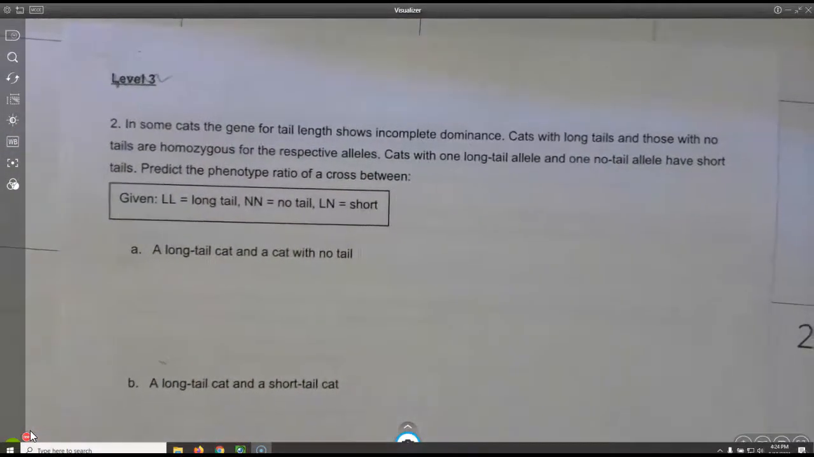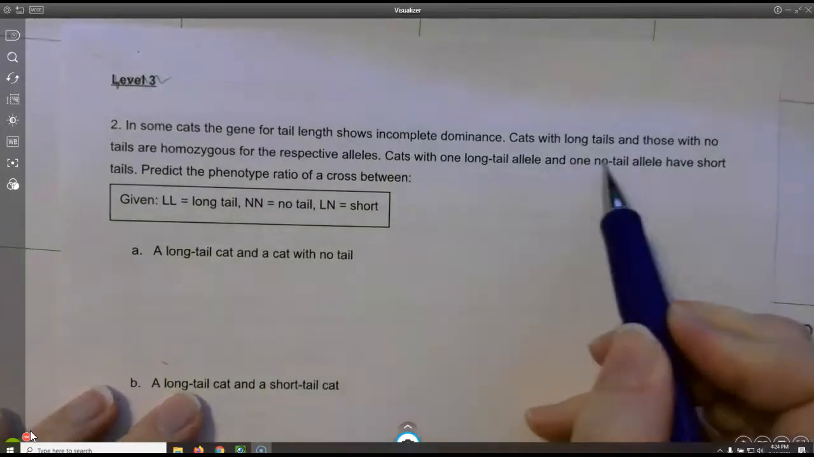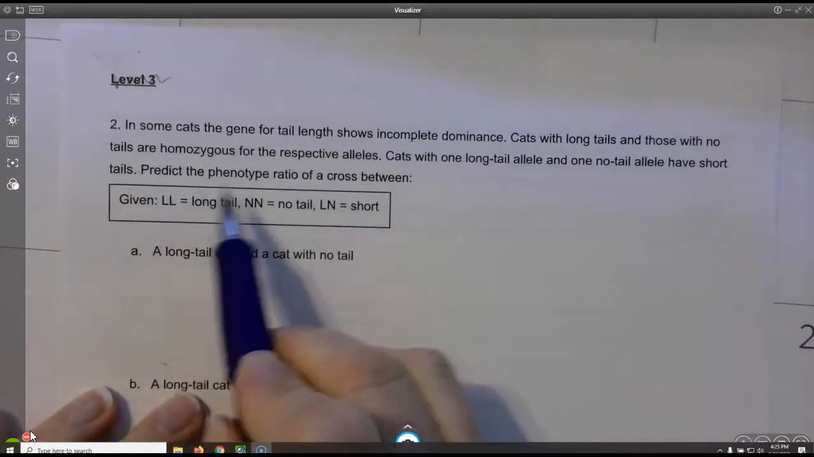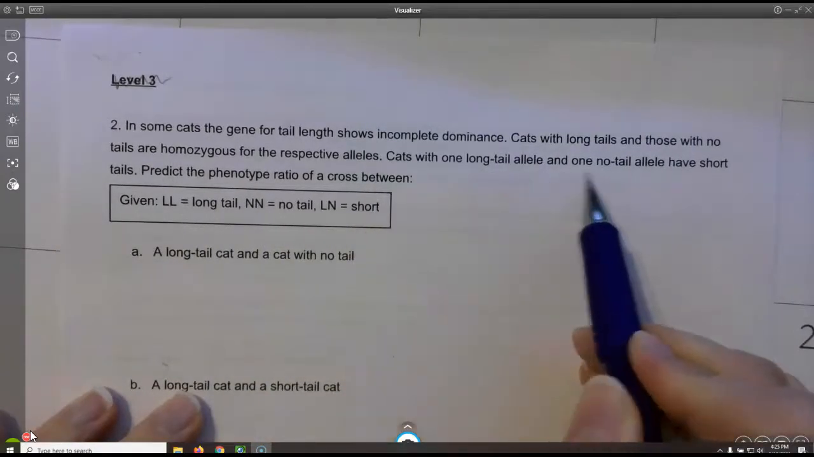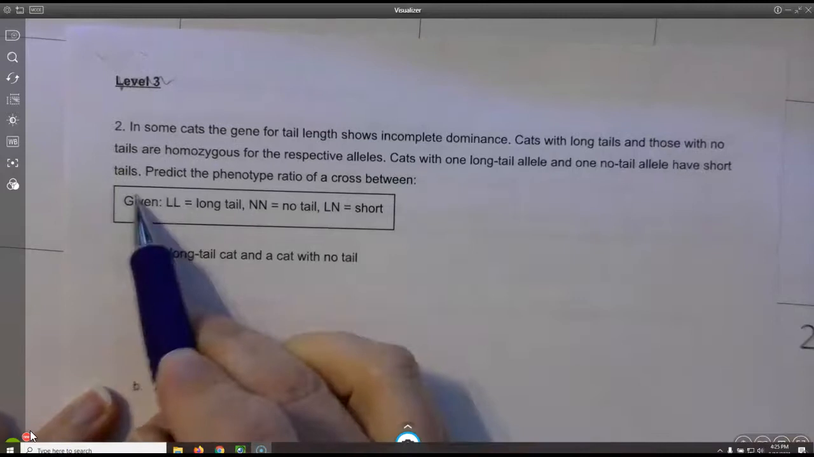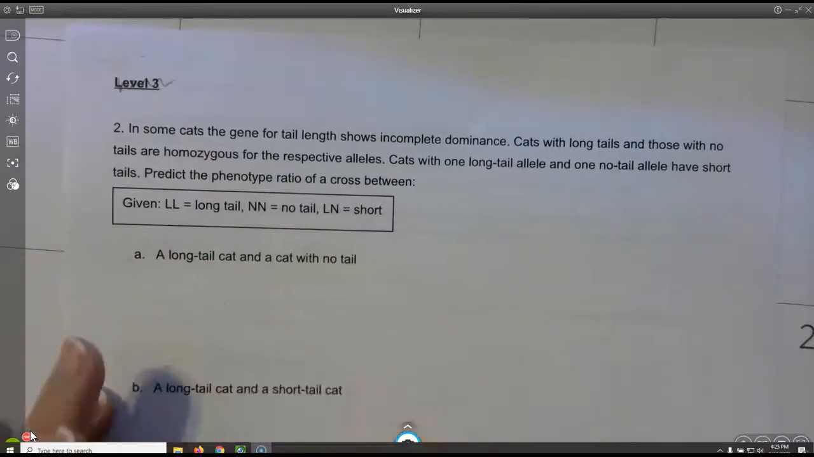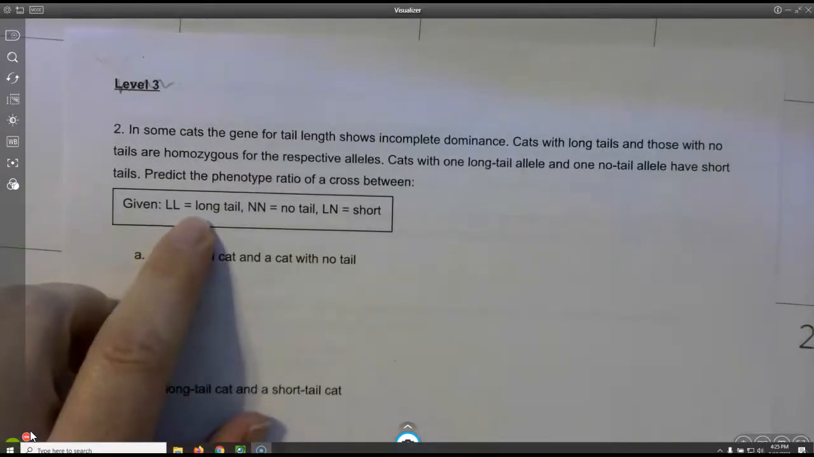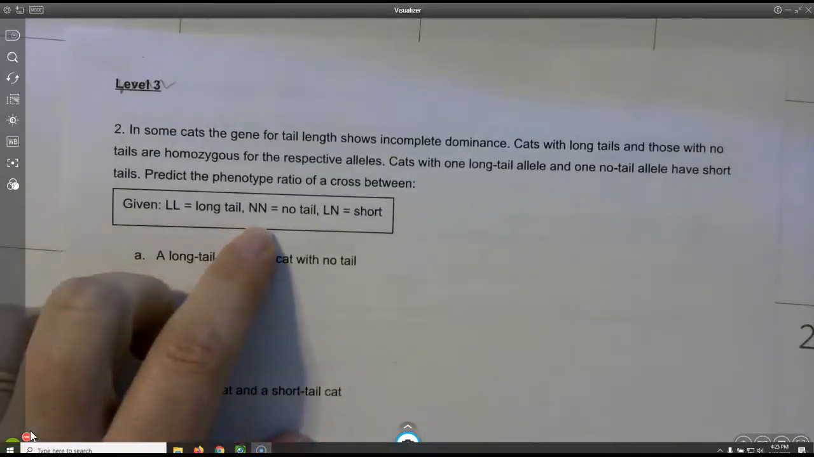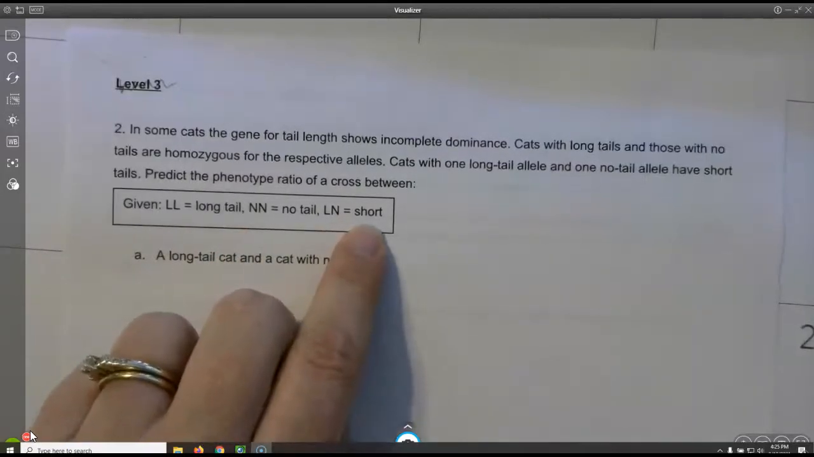Alright, so in some cats, the gene for tail length shows incomplete dominance. Cats with long tails and those with no tails are homozygous for their respective alleles. Cats with one long tail allele and one no tail allele have short tails. Predict the phenotypic ratio of a cross between all 4 of these. If big L is a long tail, big N is a no tail, and LN is a short tail.